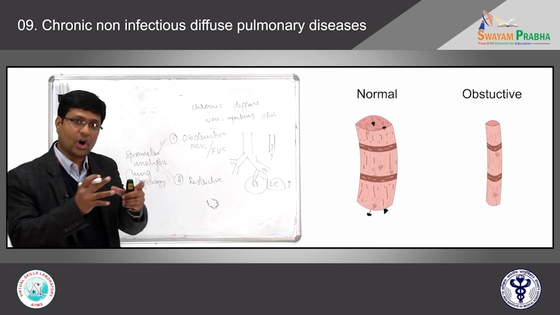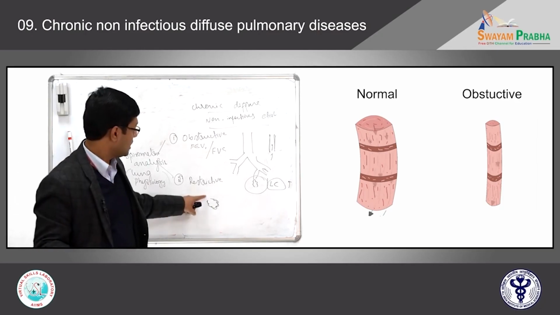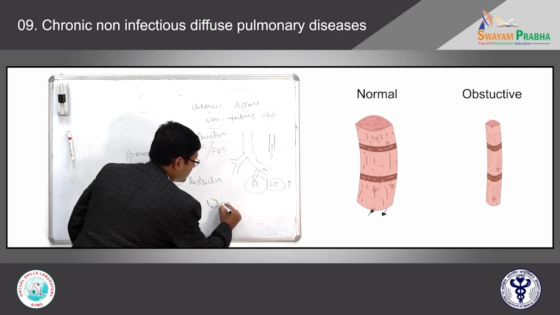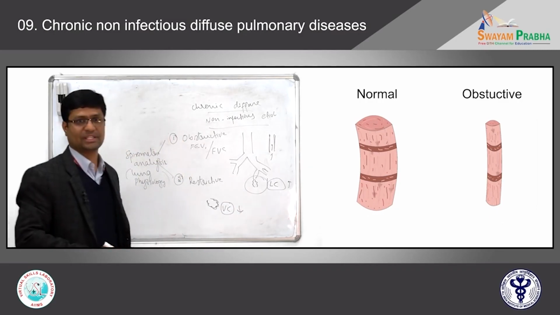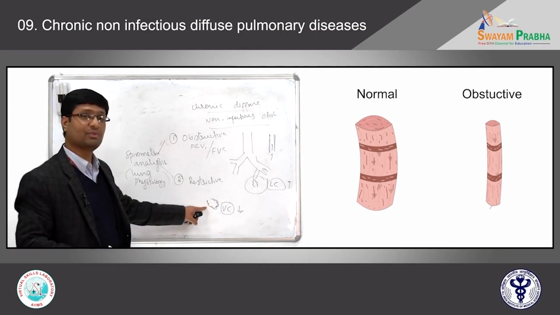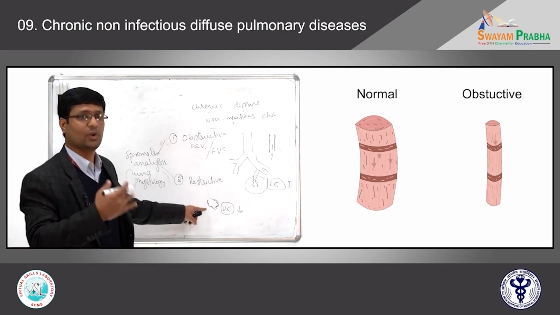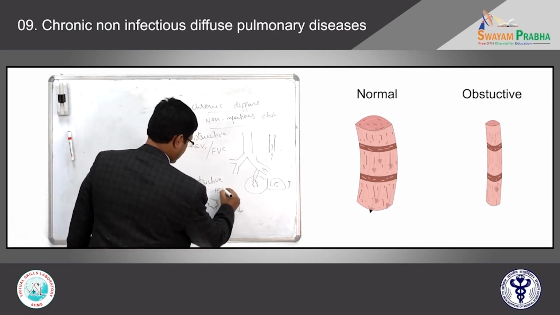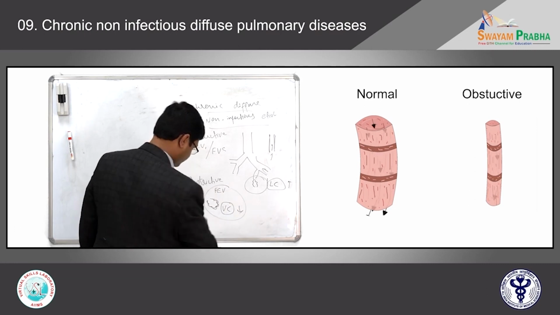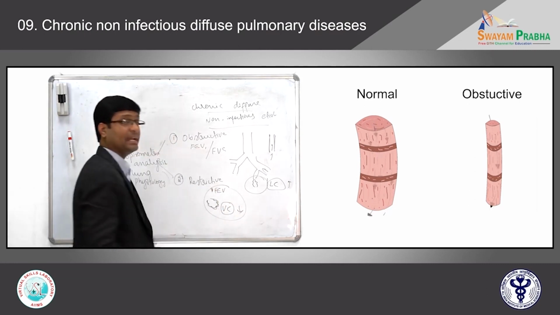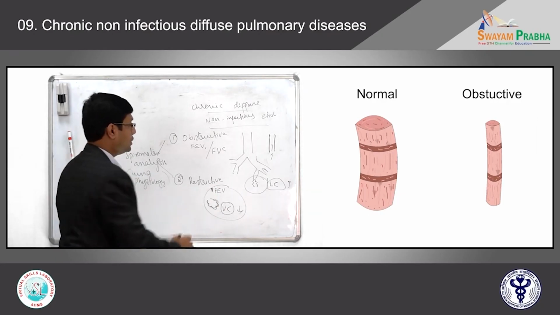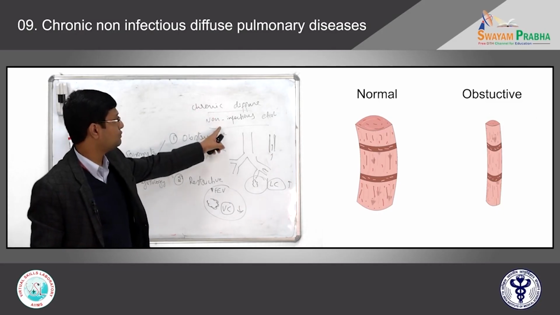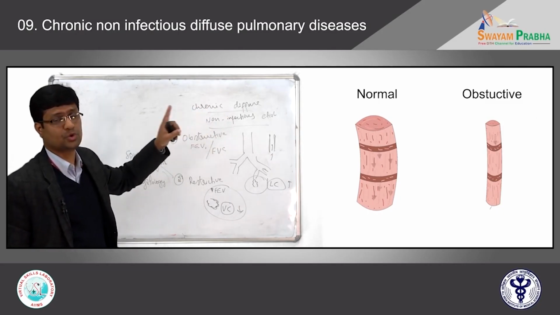So the alveoli cannot expand. When the alveoli cannot expand, the vital capacity of the lung will automatically decrease. On top of that, the forced expiratory volume will also be affected, but usually very mildly. So these two important subdivisions of chronic, non-infectious, diffuse lung diseases you should know.